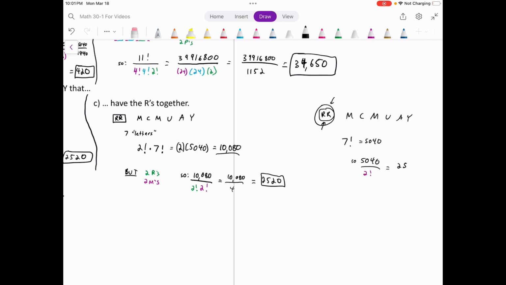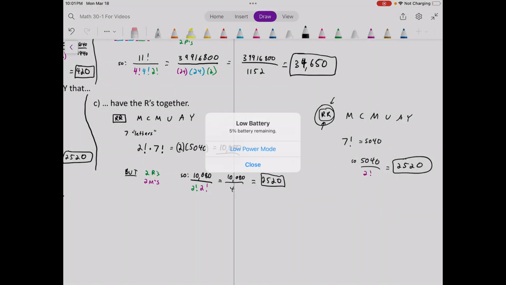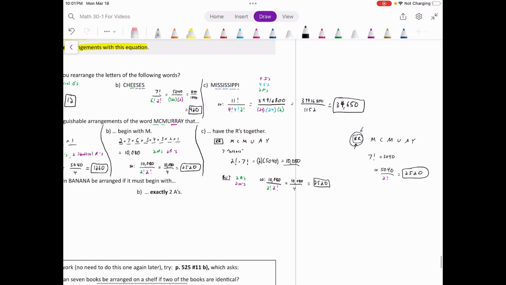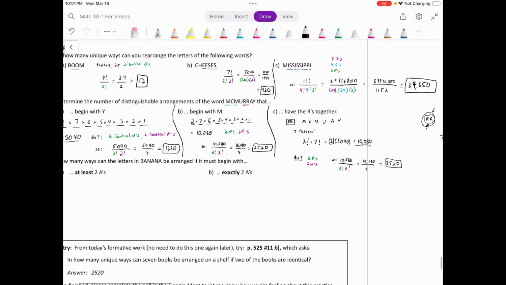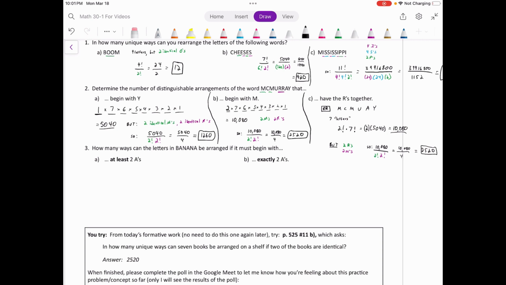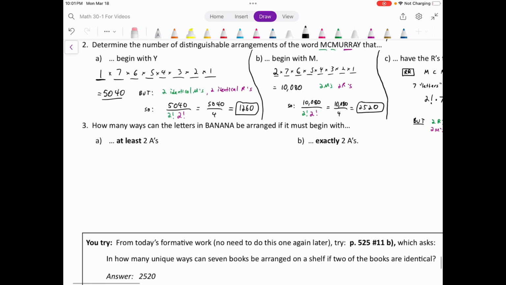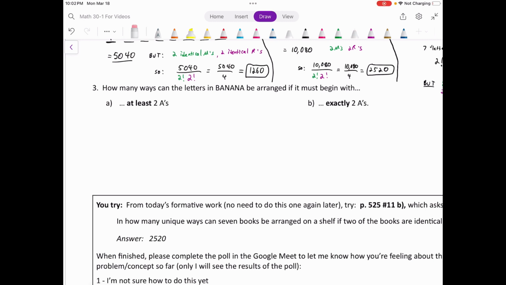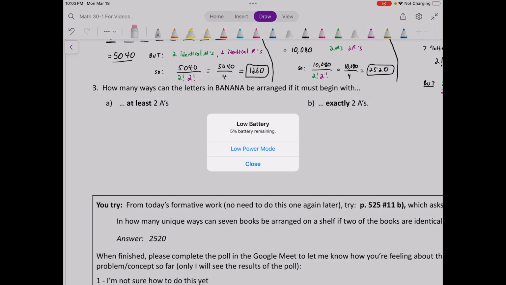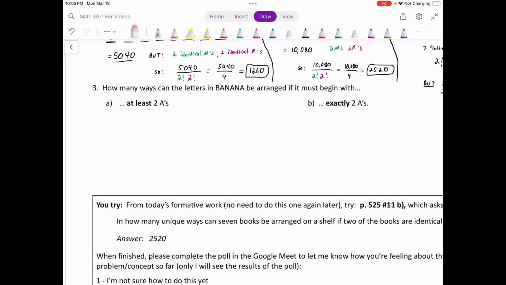Okay, so generally speaking, like I said, deal with the conditions first, deal with the restrictions first, and then pretend the repeats don't matter until the end when it's time to divide them out because you have that factor too many unique arrangements that aren't actually unique. Okay, all right, one more example here. Let's finish this up. So how many ways can the letters in banana be arranged if it must begin with at least 2 A's? Okay, so that's important, at least 2.